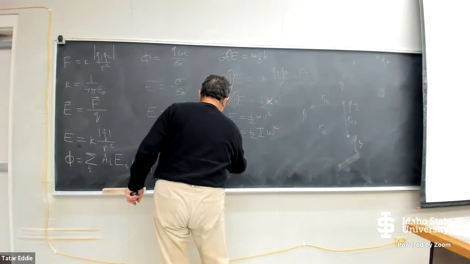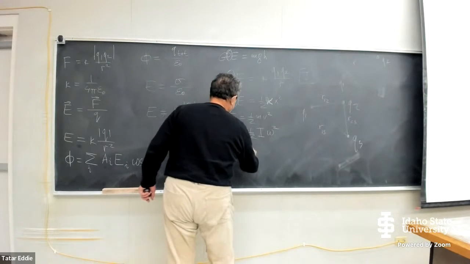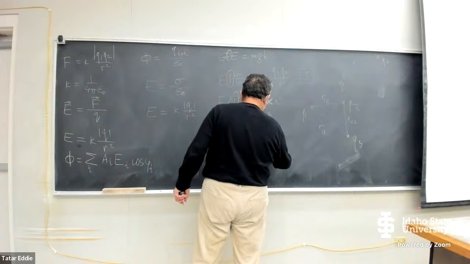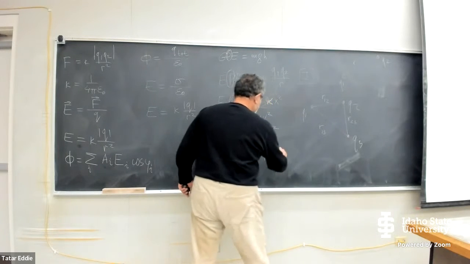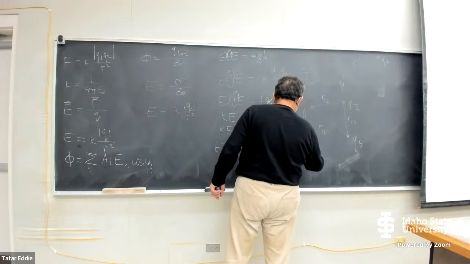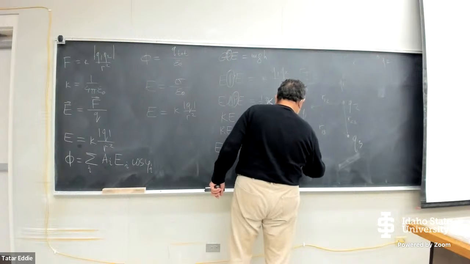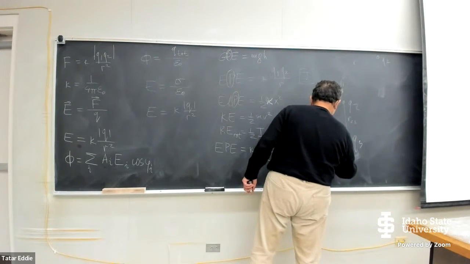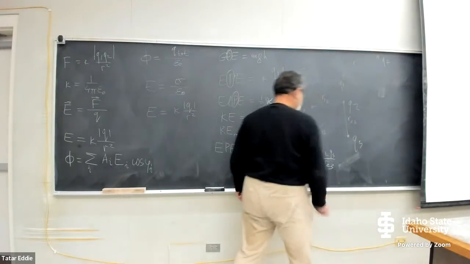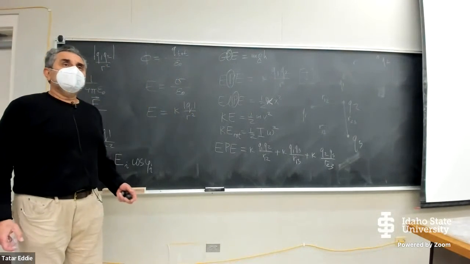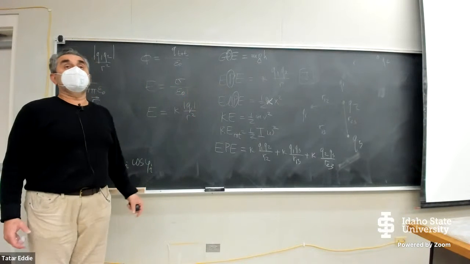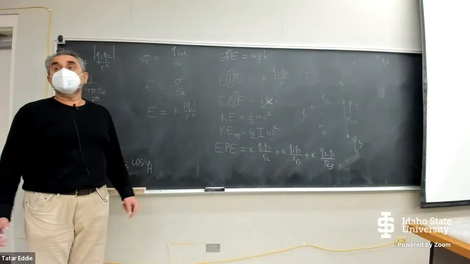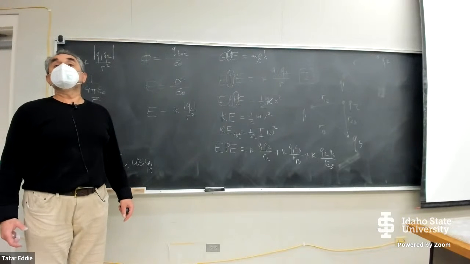In that case, you can show that the electric potential energy of this system is equal to K times Q1 times Q2 divided by R12, plus K times Q1 times Q3 divided by R13, plus K times Q2 times Q3 divided by R23, I guess. In other words, you take each possible pair of charges, and you write the same formula. You add up the results, and you have the total electric potential energy of this system.